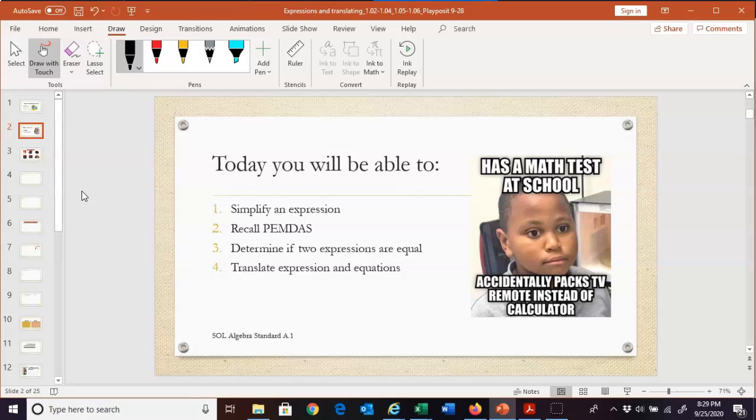So today we're going to be able to simplify an expression. We're going to talk about PEMDAS. I'm sure you remember this acronym. We're going to determine if two expressions are equal, and then we'll be translating expressions.